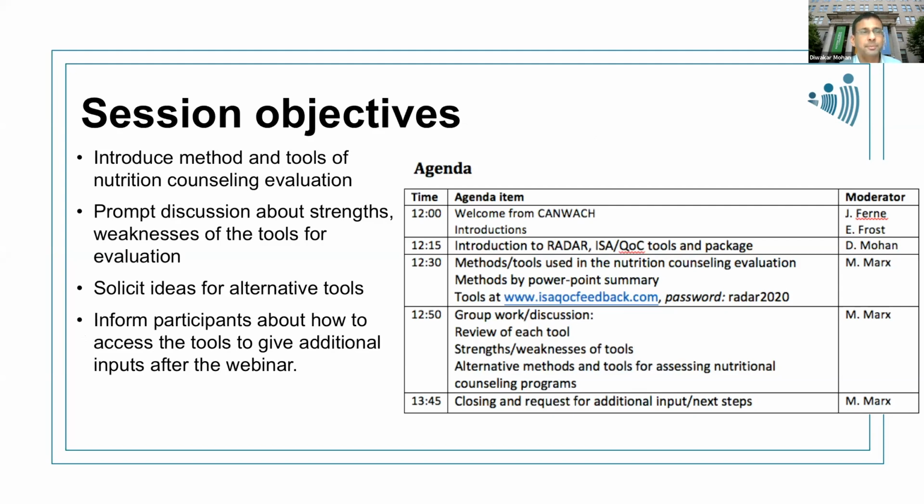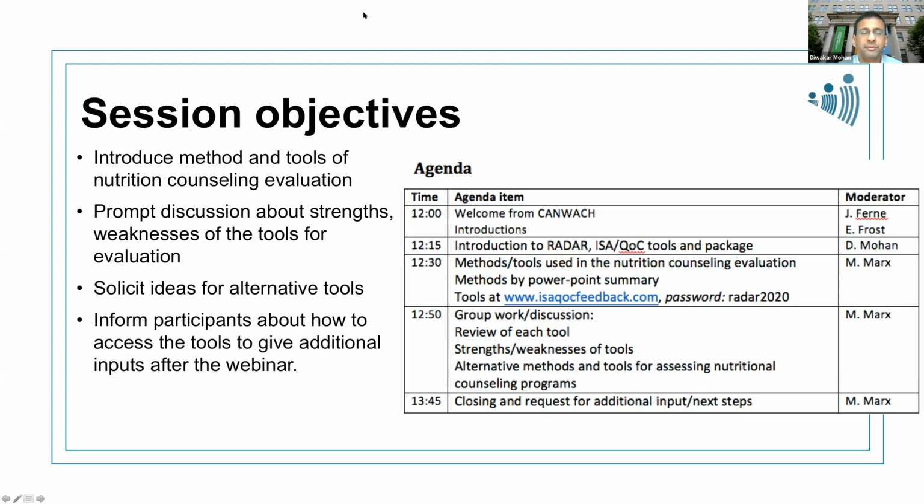So today's session is going to be slightly different from what we did yesterday because of the nature of the kind of program that it is and the type of tools that we are trying to present here. So we will start with initially presenting some of the methods and tools that we have used for the evaluation of nutritional counseling. We want to prompt discussion about the strengths and weaknesses of the tools for the different evaluations. And primarily, we want to solicit ideas for how to measure these in alternative ways, how to measure the objectives, the indicators that we want to focus on in different ways.